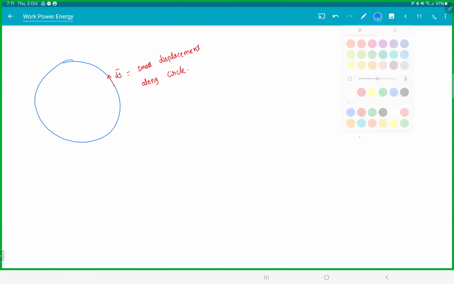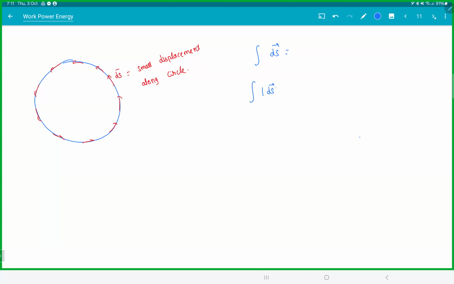If you take this, the displacement is a displacement in a circle. So if you take all these ds bars, what is integral ds bar and what is integral mod ds bar? What is the difference between them? First of all, ask yourself, integral means what? Summation, right? Ds bar means what? Summation of vectors. So now you tell me, if you add all these vectors here, here, here, what do you get? You get displacement, isn't it?